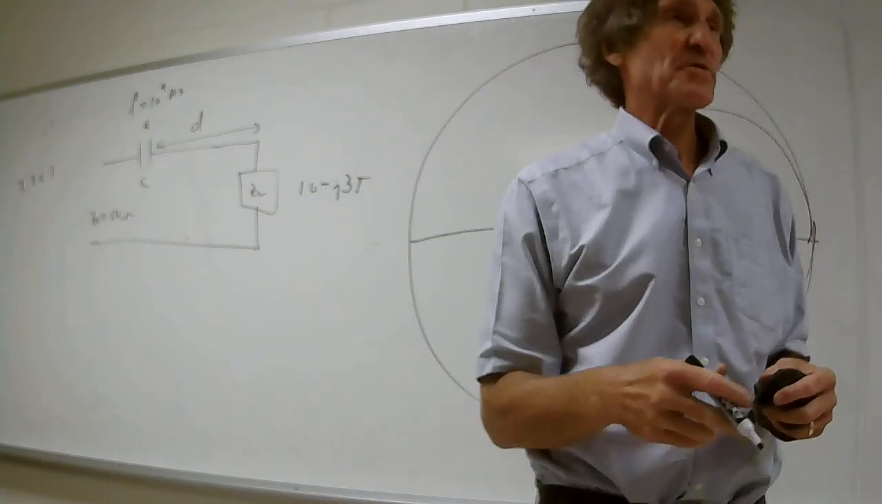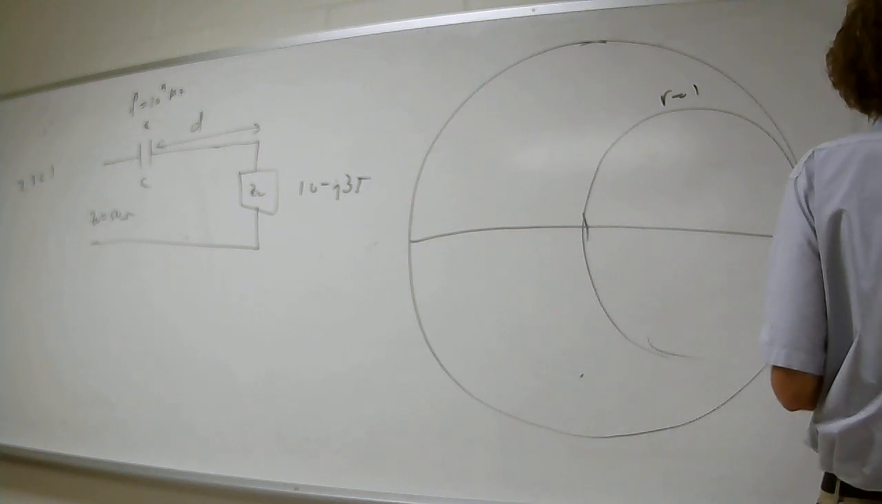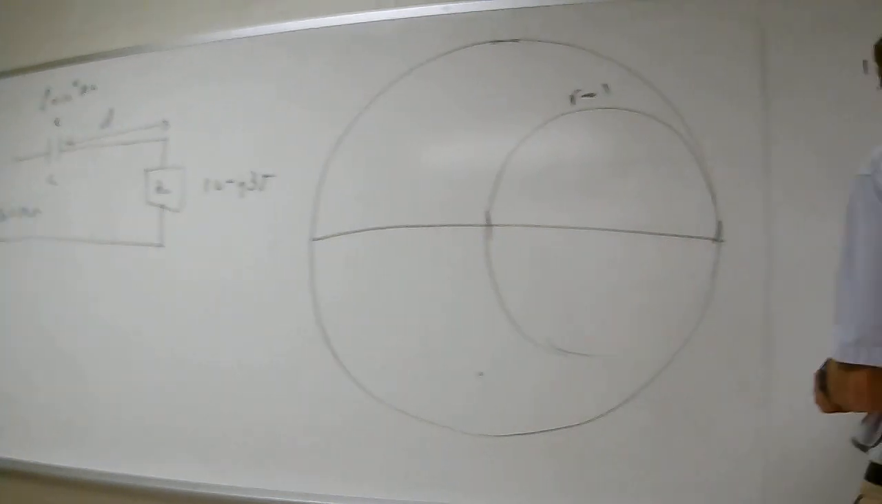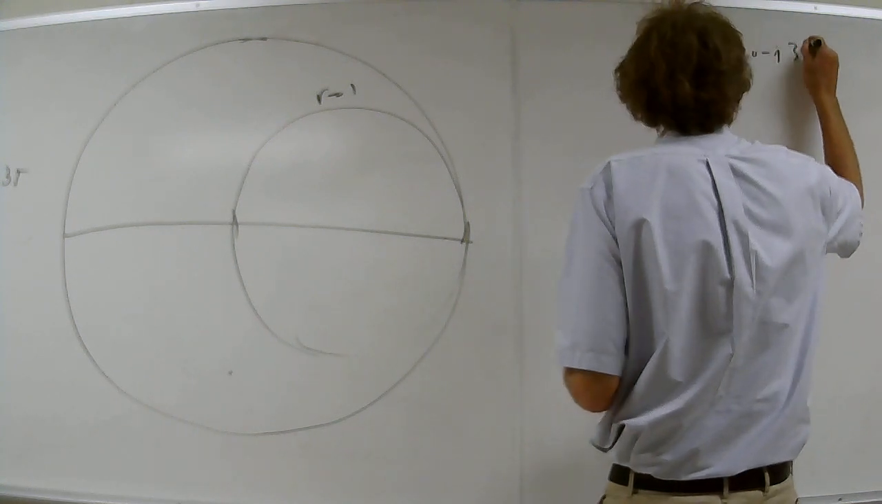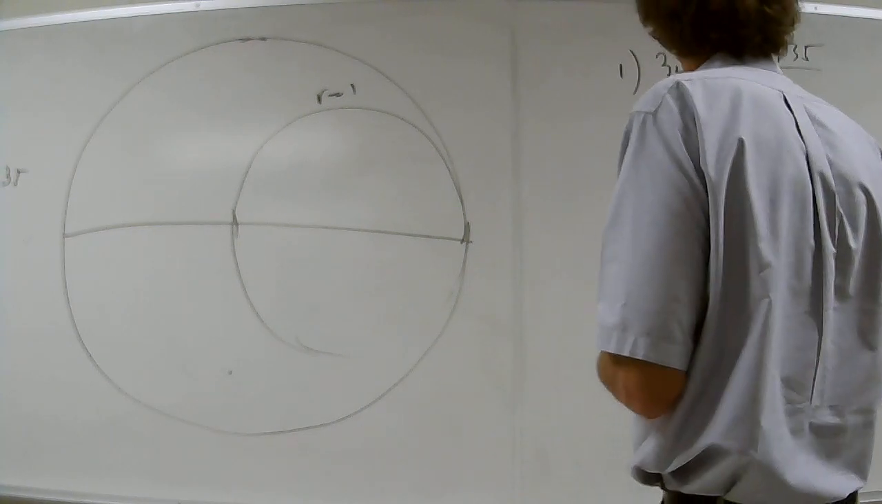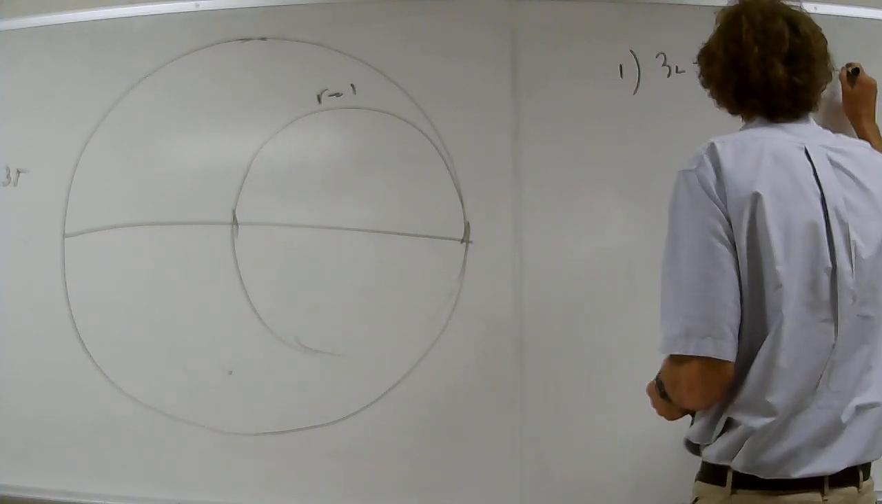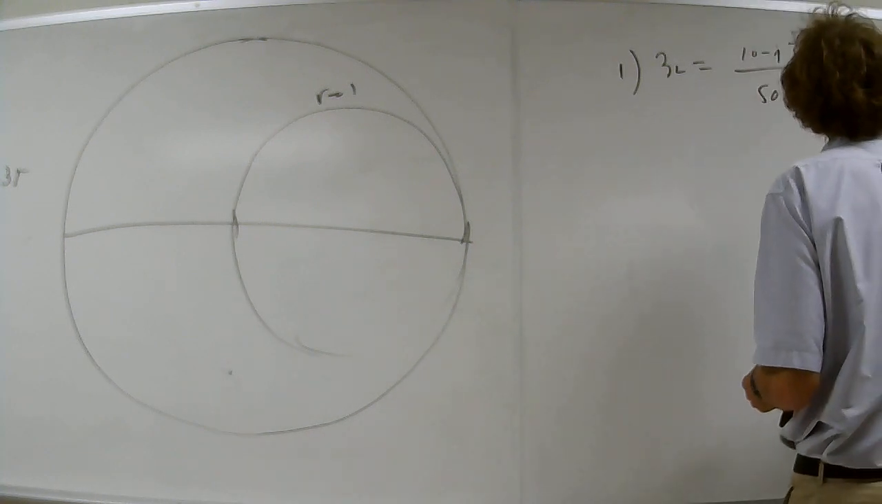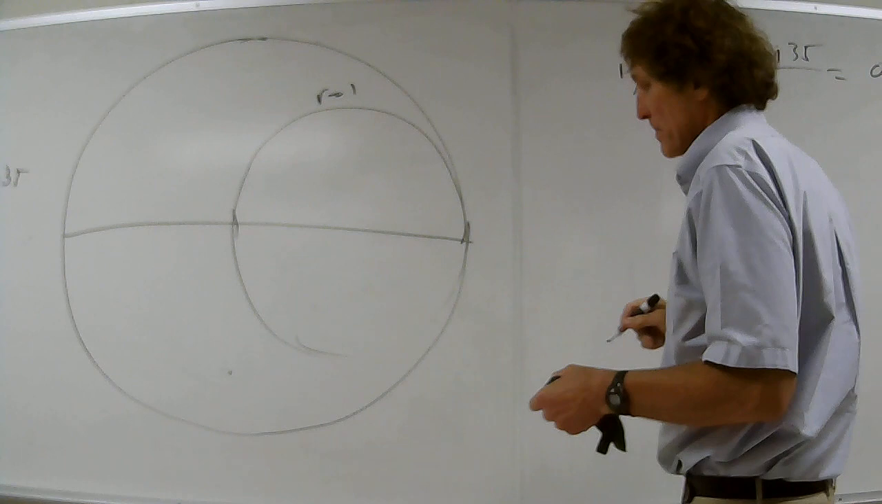So what's the first step always, guys? Normalize. ZL, what's it going to be? Let me just write this down. This is for people watching on the internet. It's over 50, right? So that's 0.2 minus J0.7. Isn't it, class?